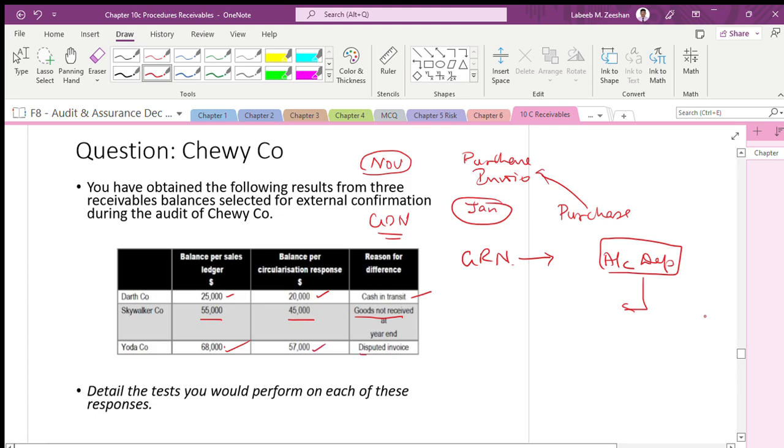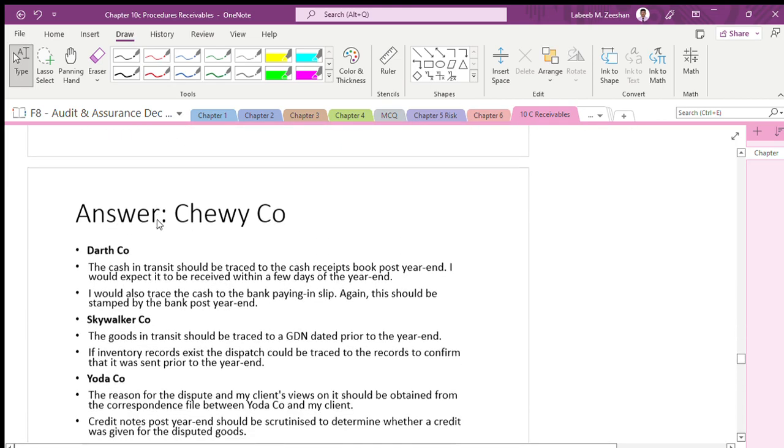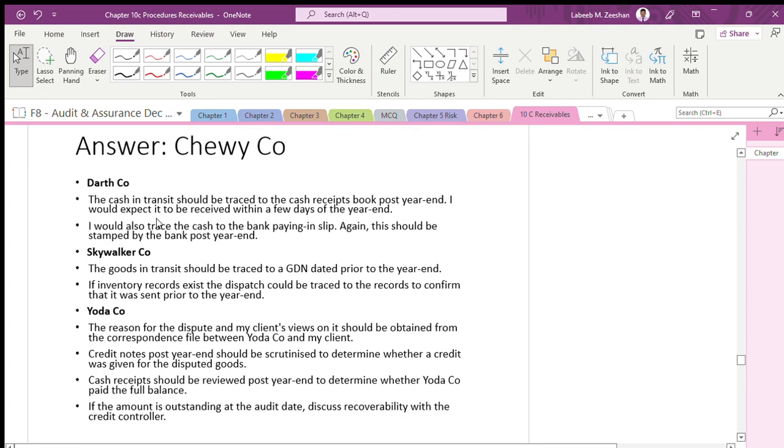57,000: disputed invoice, in terms of them not agreeing with the quantity or not agreeing with the quality. Definitely, if that is the case, I will not detail the test you will perform here. They will give a question like this. We will do a question like this in the next phase, whenever you are going to revise the question papers. They will ask us to write for each company separately.